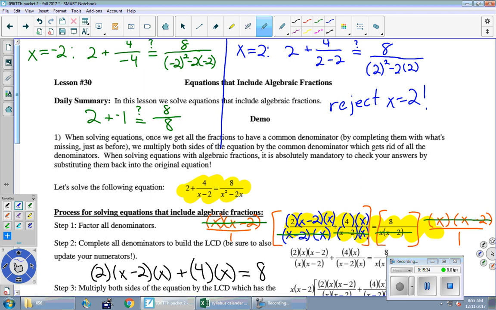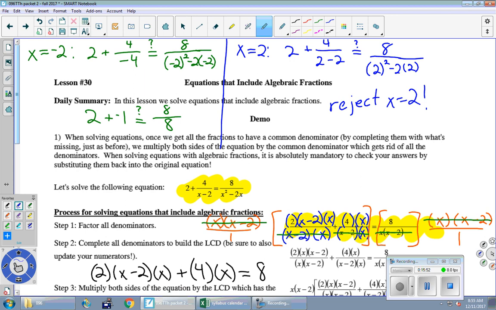Okay, so here's your shortcut now. If you get values of x, all you do is plug them into your denominators. If you get undefined fractions, you reject them. But as soon as you see that those fractions are not undefined, you stop and you say, this is going to be a solution, okay?